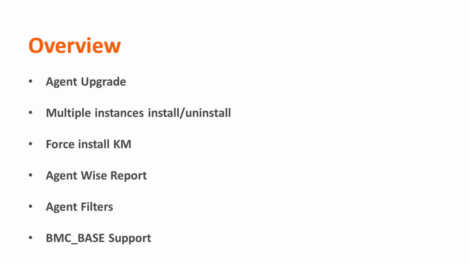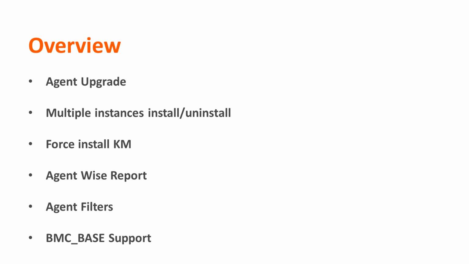So the overview. First, the agent upgrade. In this feature, the agent will be upgraded from 10.0 and later versions to 10.7. Second is multiple instances install and uninstall. In this feature, install and uninstall can be triggered to a PA which is connected through multiple ports. Whereas in 10.5, we had to stop the agents, trigger the deploy and then start the agents. In 10.7 we have taken the responsibility to stop and start the agents after deploy and install.